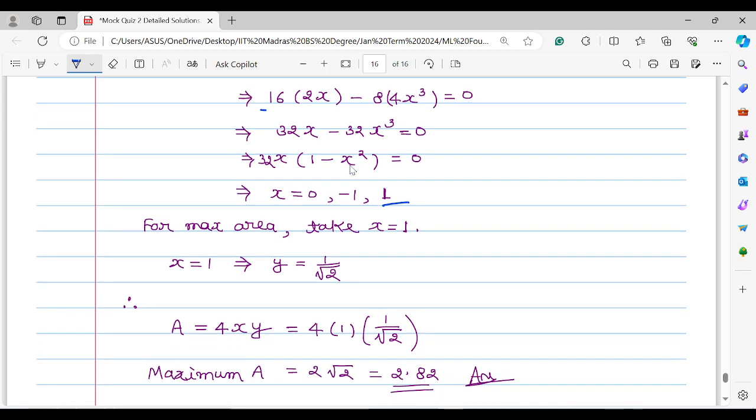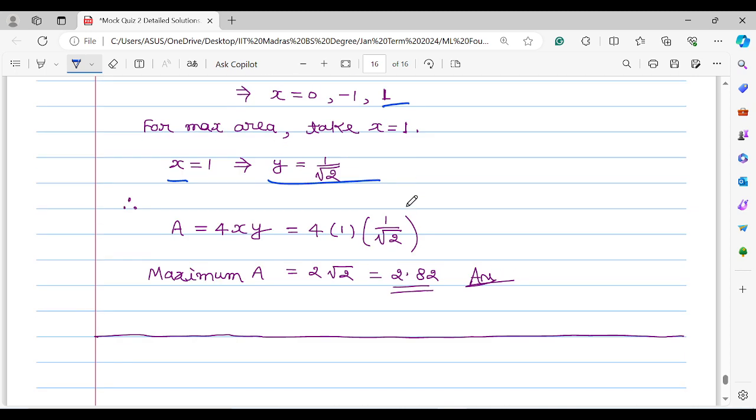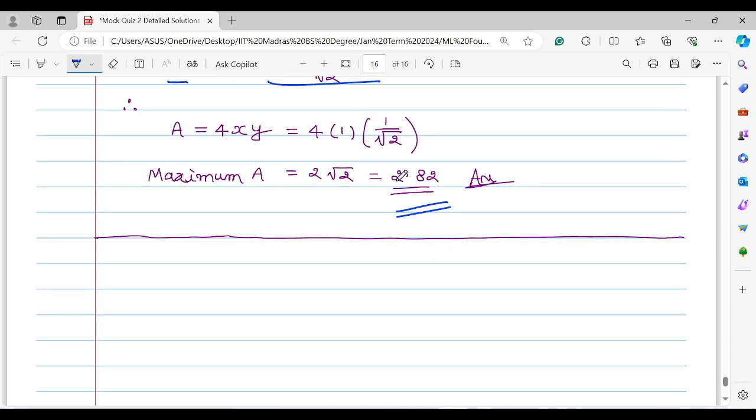So for x equal to 1, our y is equal to 1 by root 2. For the maximum area, the x value is 1 and y is equal to 1 by root 2. Therefore A is equal to 4xy, which is 4 into 1 multiplied by 1 by root 2, which is 2 root 2, which is nothing but 2.82. So our answer is 2.82. Okay, so that's all, the questions I have solved.